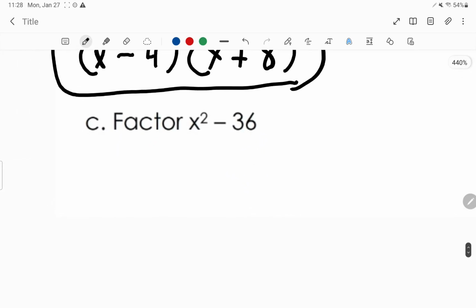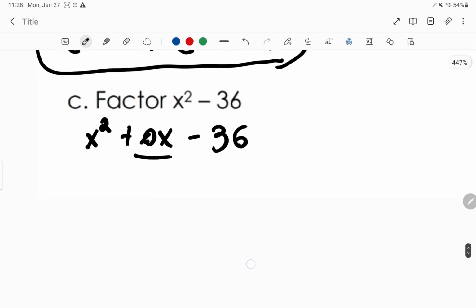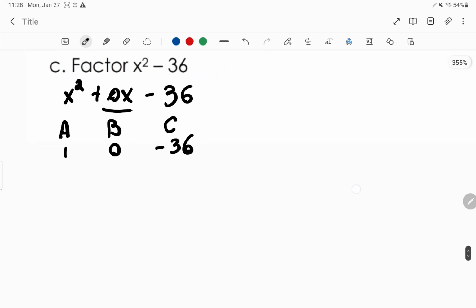Now factor this too. Okay, so I want you guys to notice something. So basically we have x squared. We're missing this one. So we have 0x, so we don't have the middle one. And we have -36. So what is my a? My a is equal to 1. My b is equal to 0. And my c is equal to -36. So let's go ahead and work with that.